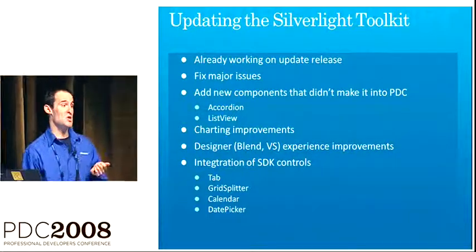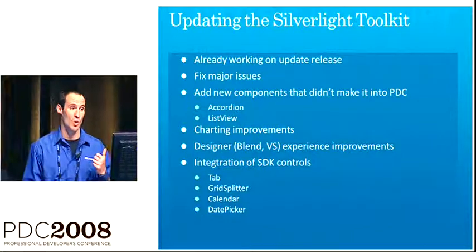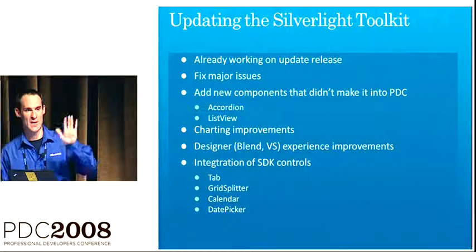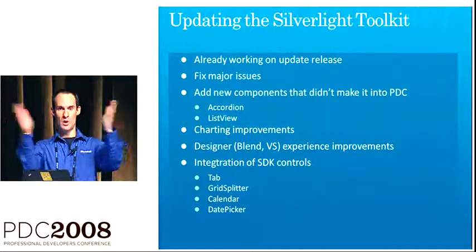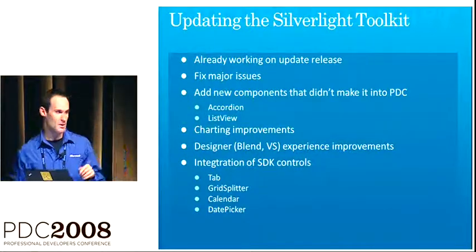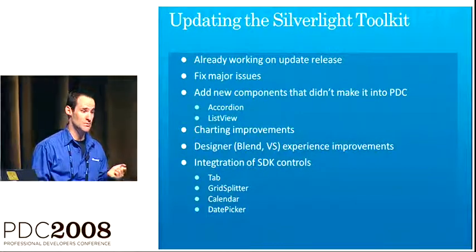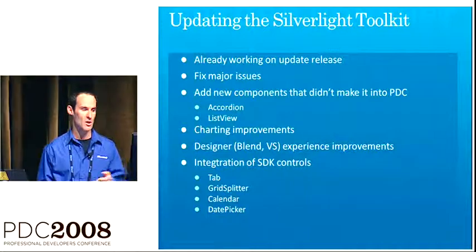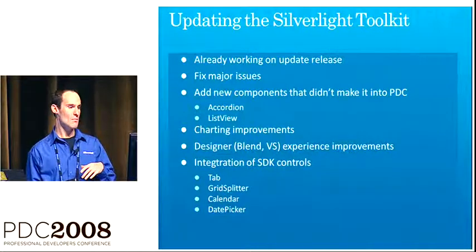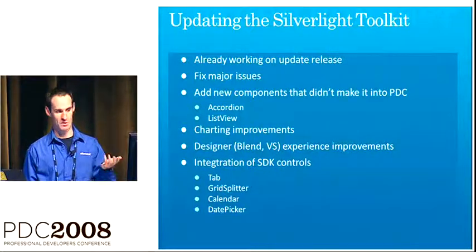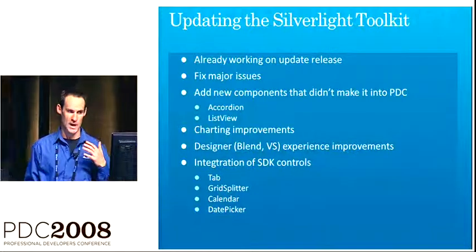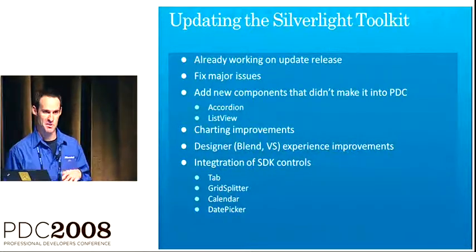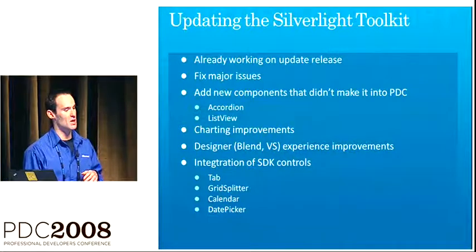We're going to be adding new components that didn't make it into the PDC release, accordion. The accordion UI is kind of like a special version of a tab where one thing is visible and you click another one and the other one closes and opens. That's an accordion. And the list view control, those are coming. Charting improvements, I mentioned that we've really been focused on infrastructure, and so we're going to reap the benefits of that. We have some issues working with Blend in VS. Our designer support isn't great for some of the components. We'll be improving that story.